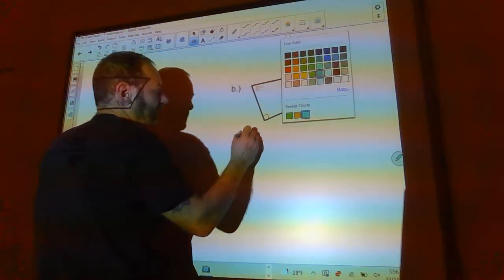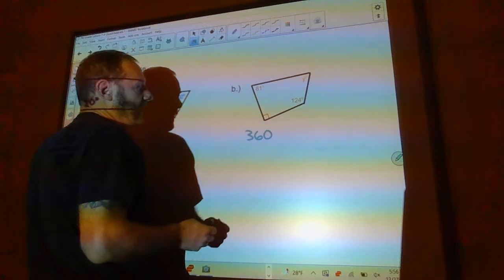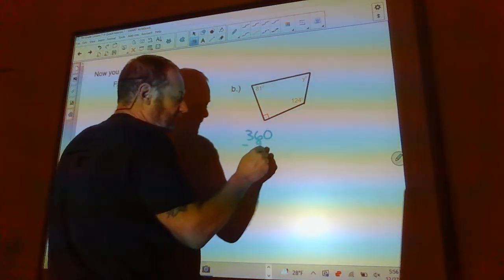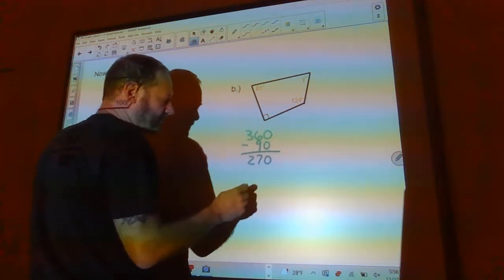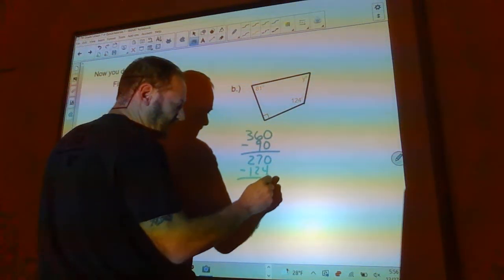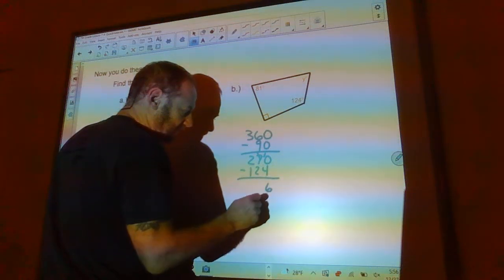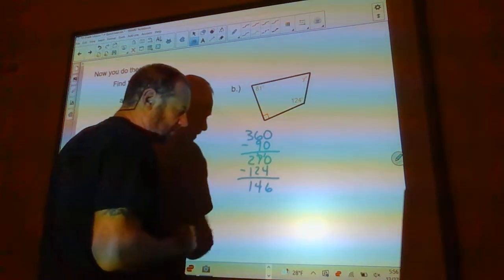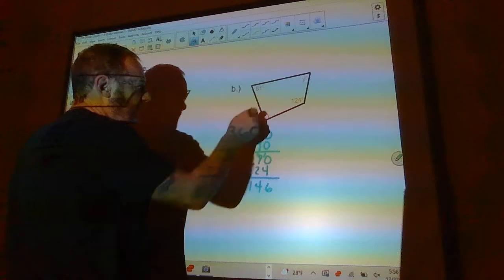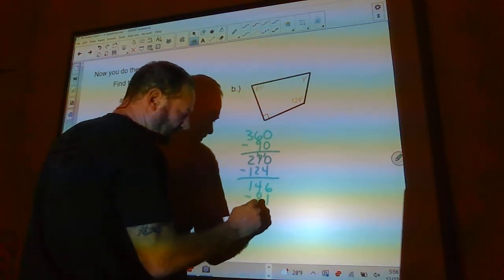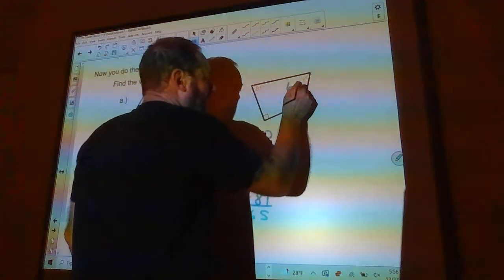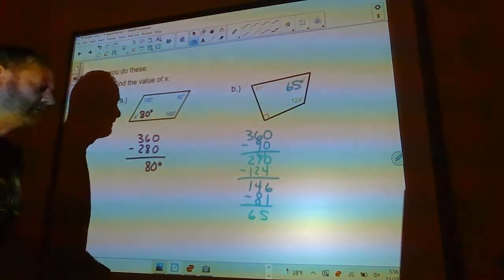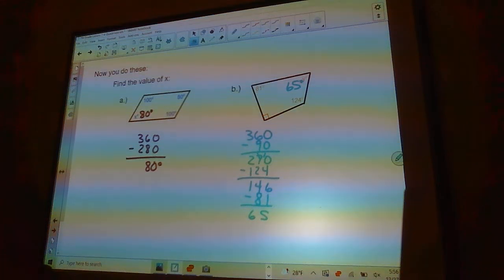360. So I'm going to go ahead and take 360. And I know that there's 90 of them right there, so let's take 90 out. That leaves me with 270. There's 124 right there, so we'll go ahead and subtract those. That leaves me with 146 degrees. 81 of them are right there. I'll go ahead and subtract that. That leaves 65 degrees. That's got to go right there. Okay, so y is 65.